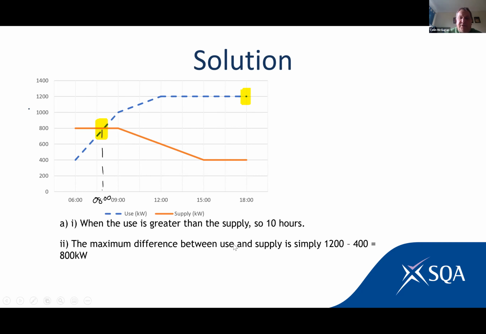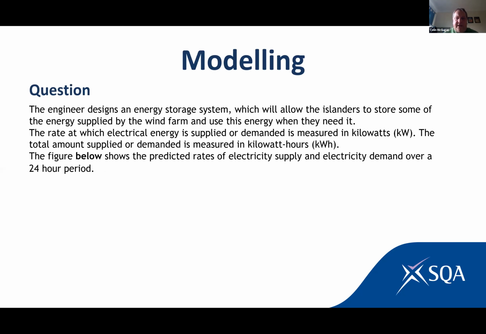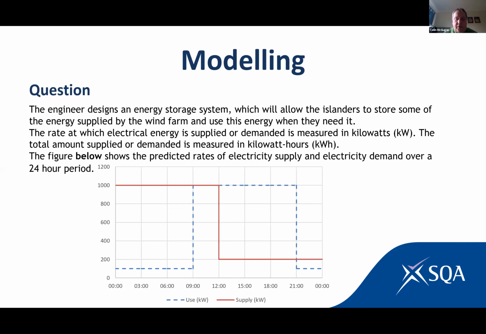The maximum difference between use and supply is simply the 1,200 for the use, take away the 400 for the supply, and that gives us the 800 kilowatts. That gives us our maximum difference. So it's them interpreting the graph here. The next part of this question, I'll let you read that and I'll put the question up. Or in fact, I'll put the graph up, sorry.